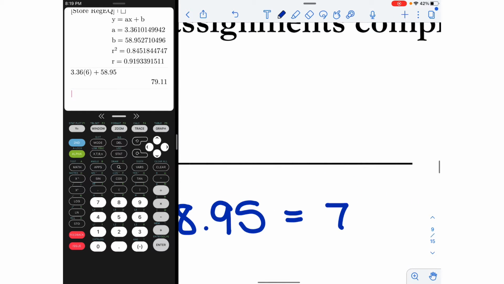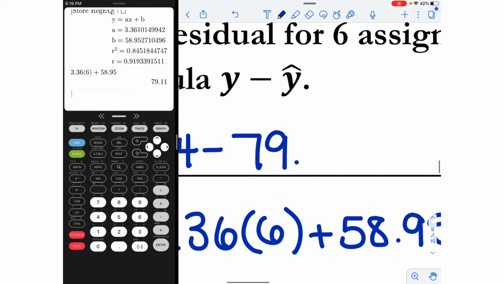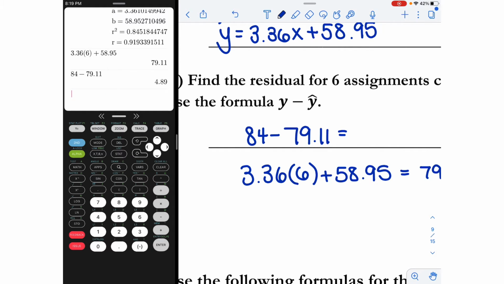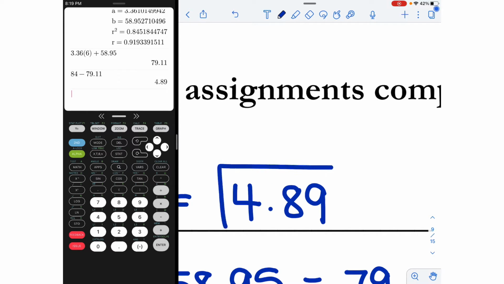79.11. That's the predicted score. So 84 minus 79.11 is 4.89. That's the residual. And that means that the person did above what was expected.